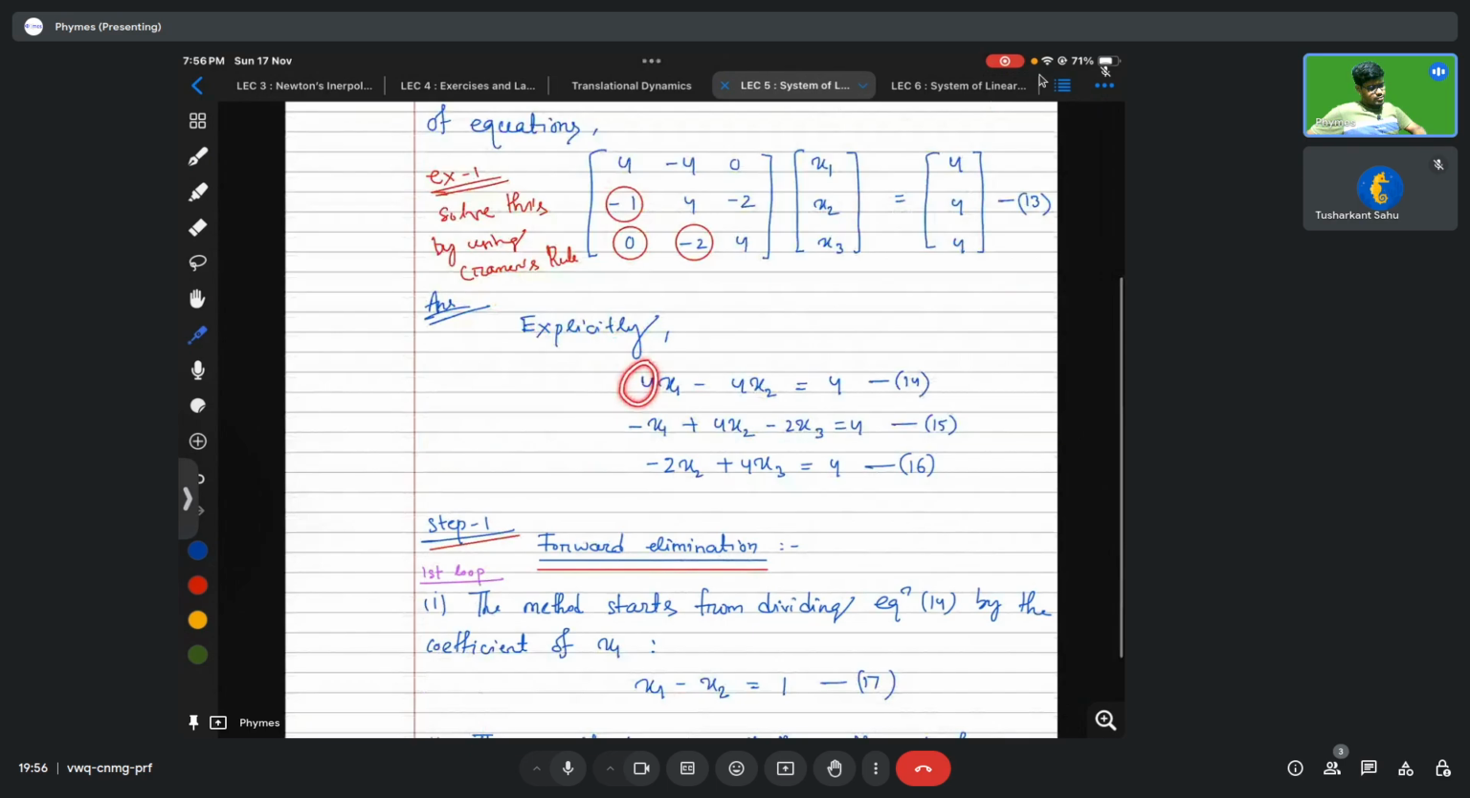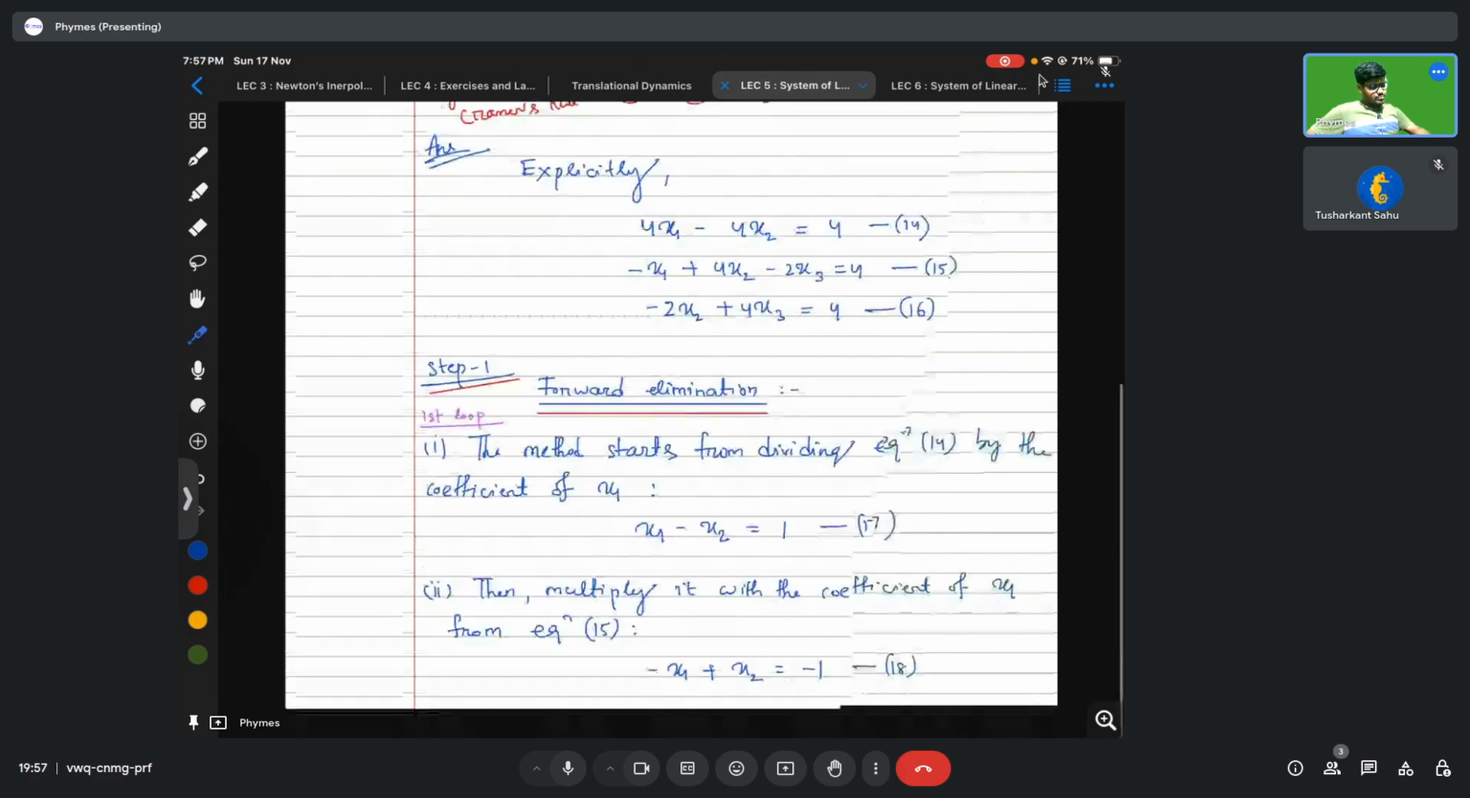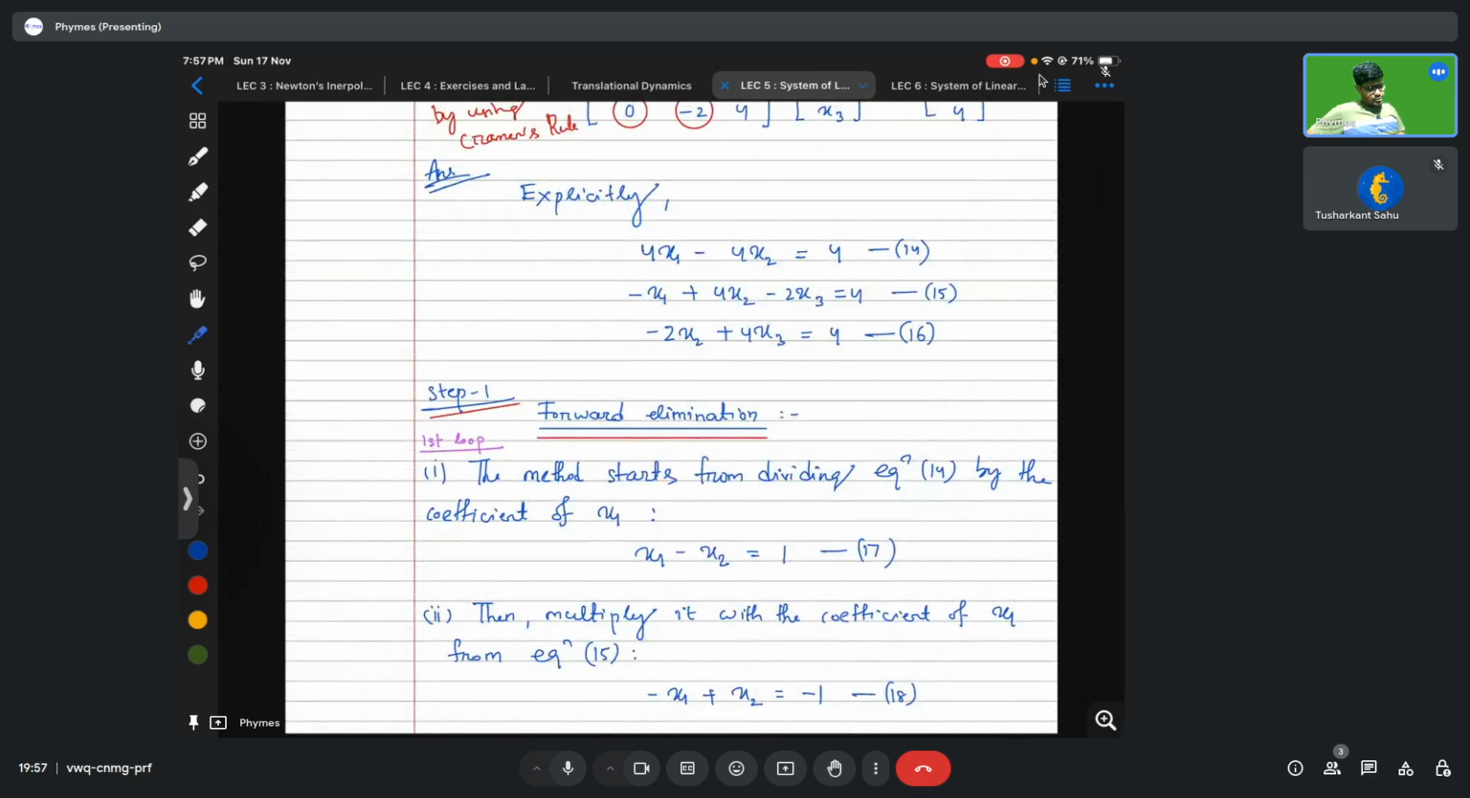So here the coefficient of x1 is -1, and suppose the coefficient of x1 is 2, let's take it as 2. Then in the first loop, we will try to make all these coefficients of x1 as 0. Then in the second loop, we'll try to make all these coefficients of x2 as 0, right, and so on. So first loop.